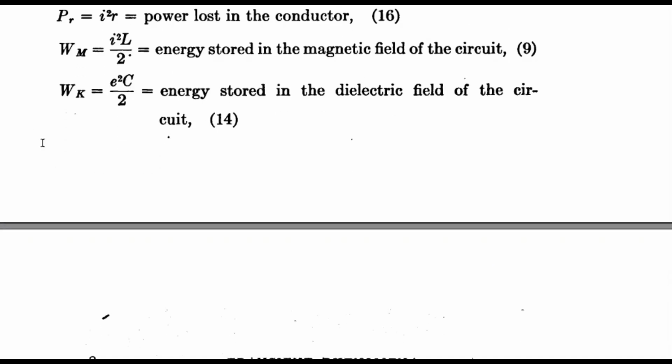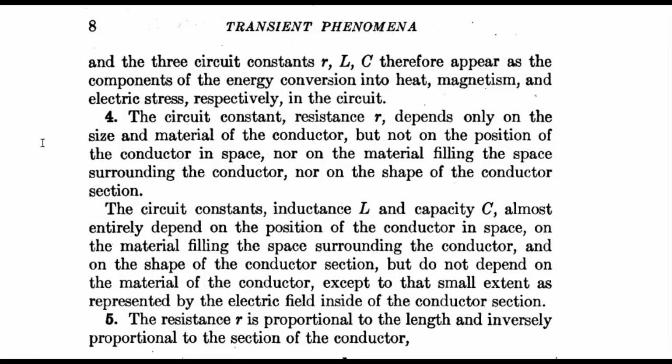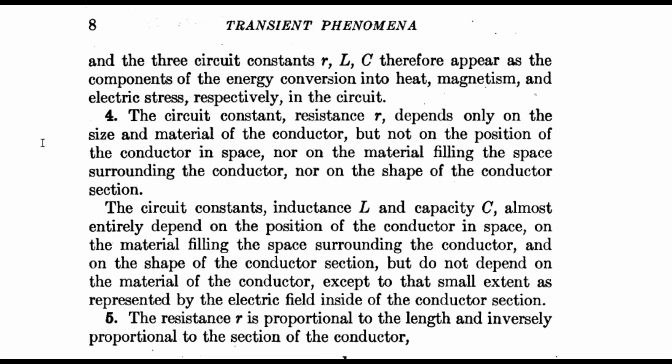Three circuit constants, resistance denoted as R, inductance denoted as L, and capacity denoted as C, therefore appear as the components of energy conversion into heat, magnetism, and electric stress, respectively, in the circuit.